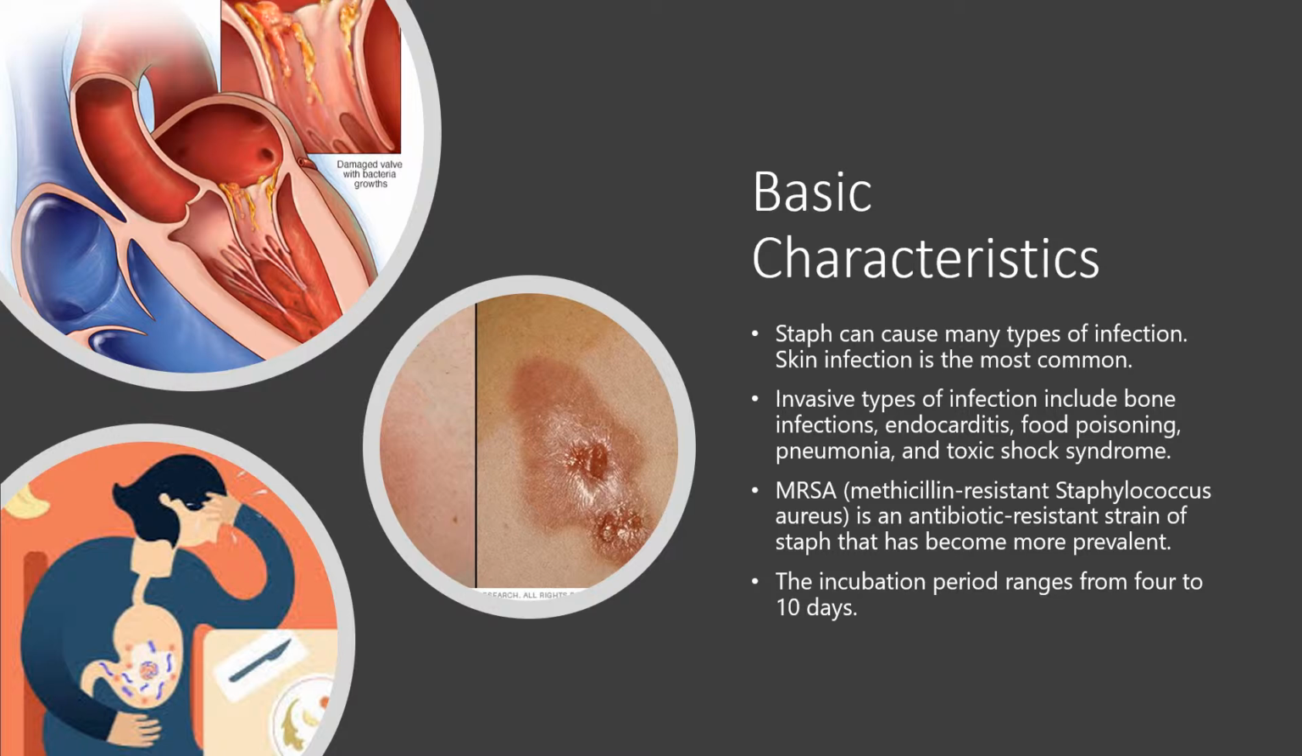Staph can cause several types of infection, but skin infection is the most common type. And if skin infection is not properly treated, it can lead to more invasive types of infection like bone infections, endocarditis, food poisoning, pneumonia, and toxic shock syndrome. MRSA is an antibiotic-resistant strain of staph that's become more common due to the overuse of antibiotics. And the incubation period for staph is usually 4 to 10 days, but it's hard to determine because staph is so common on skin.